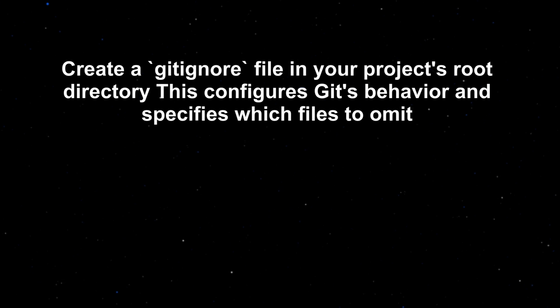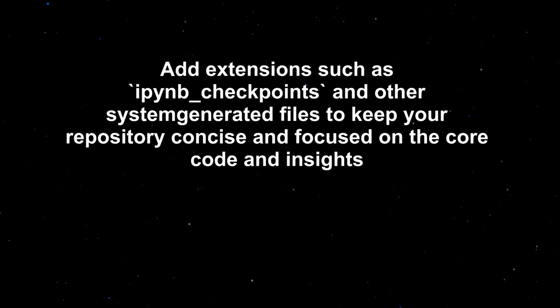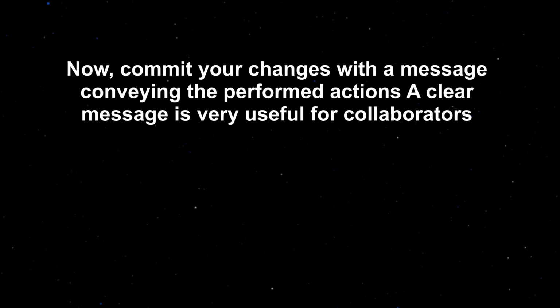Create a .gitignore file in your project's root directory. It configures Git's behavior and specifies which files to omit. Add extensions such as .ipynb_checkpoints and other system-generated files to keep your repository concise and focused on the core code and insights. Now, commit your changes with a message conveying the performed actions.